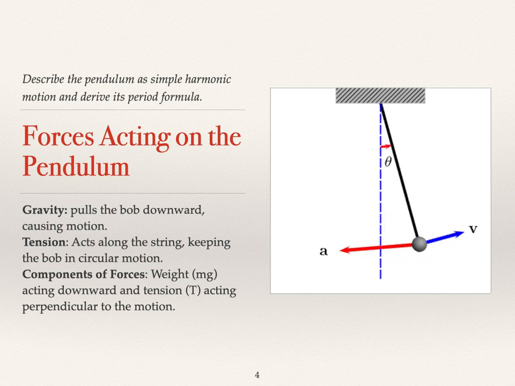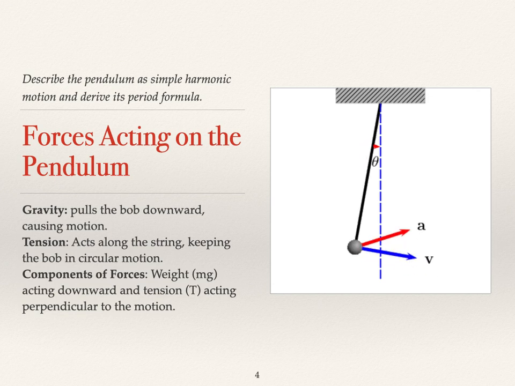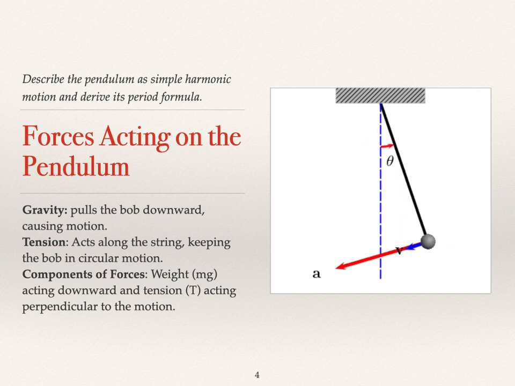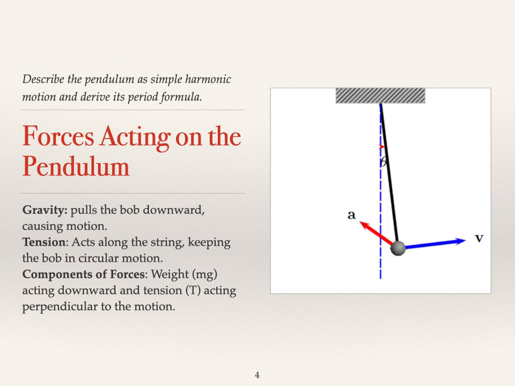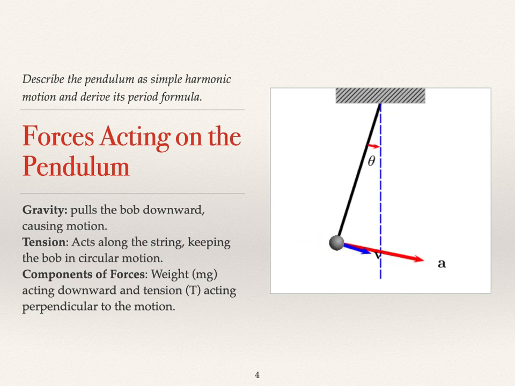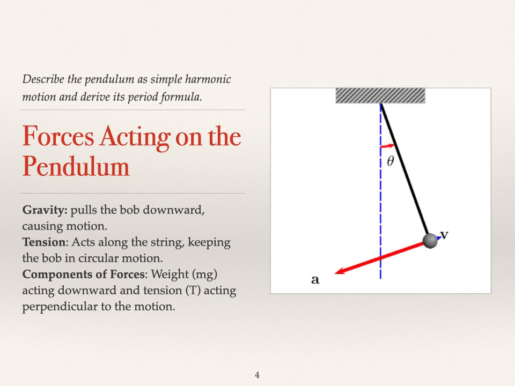When the pendulum swings, its weight, the force of gravity, acts downward, while tension acts perpendicular to the motion. The balance of these forces is what allows the pendulum to move in a circular path.